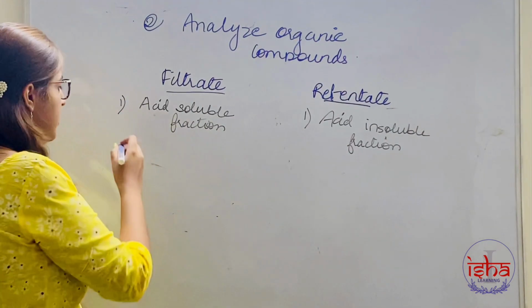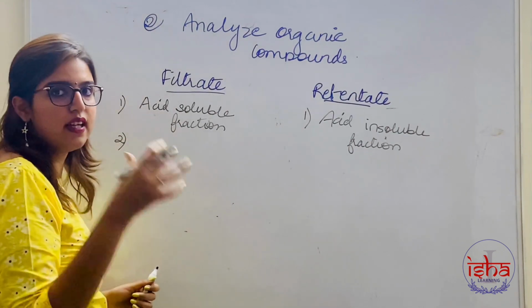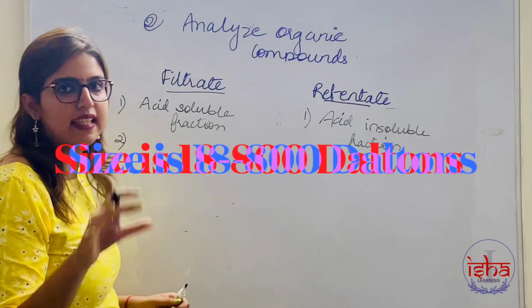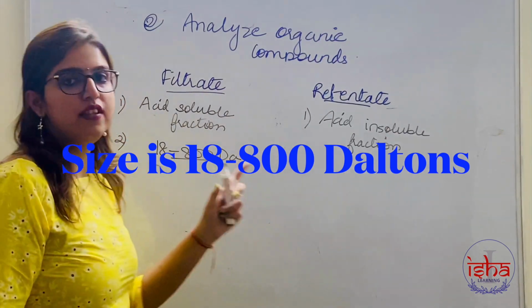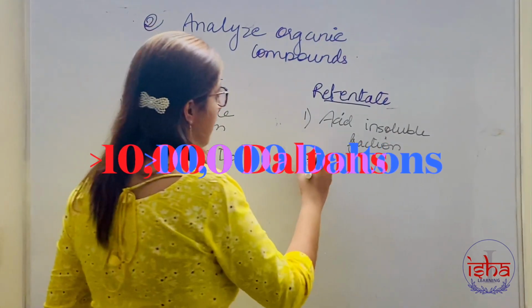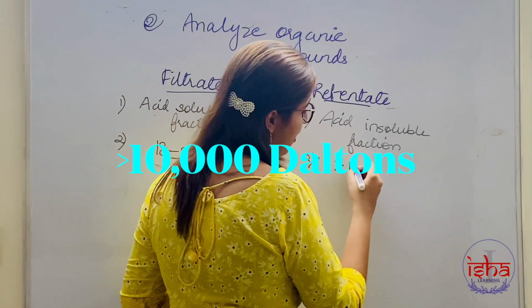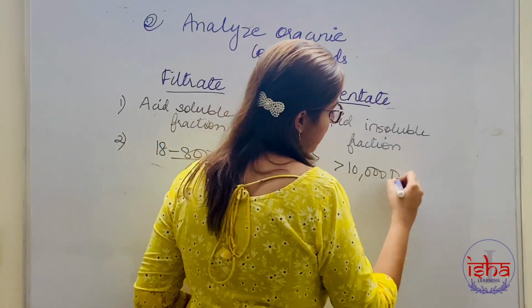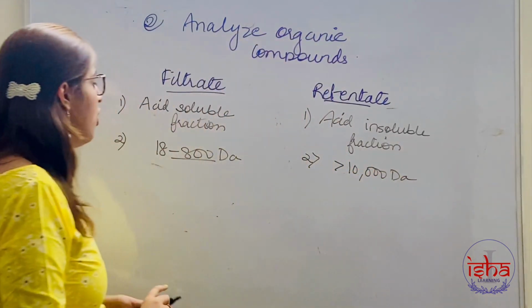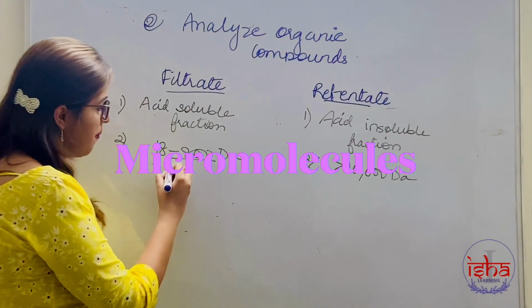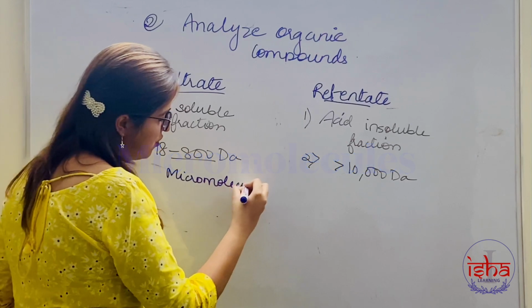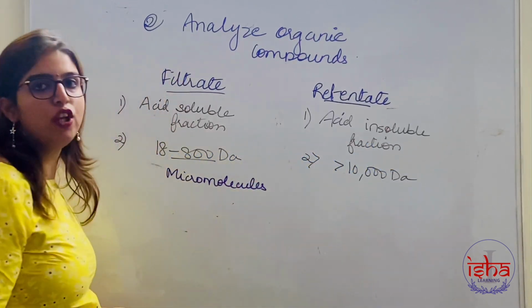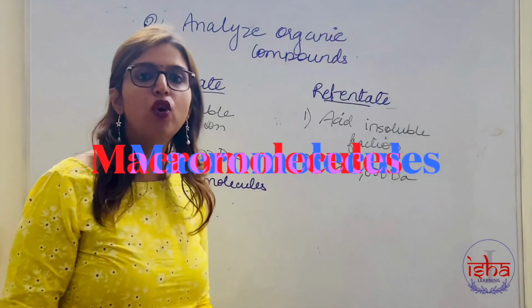So these molecules that come down will be of a smaller size, right? 18 to 800 Daltons. And the retentate molecules are greater than 10,000 Daltons in size. So these small molecules are called micromolecules. And these larger molecules are called macromolecules.